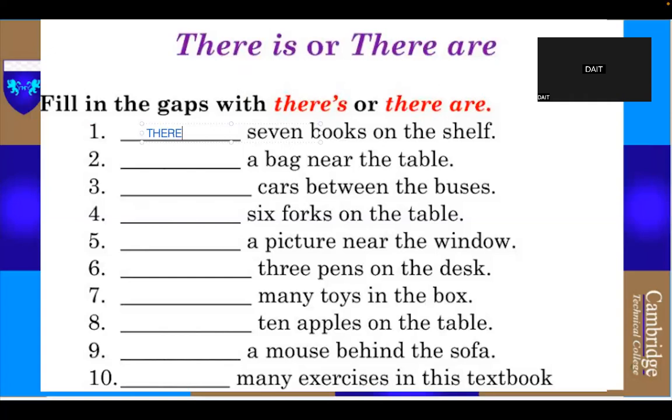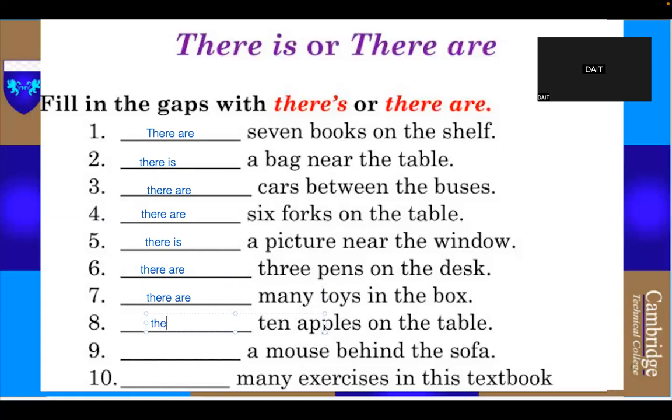There are 7 books. Yes, there are. Number 2. There is a bag near that book. There is a bag. Number 3. Cars between the buses. There are. Number 4. There are. Very good. Number 5. There is. Number 6. There are. Number 7. There are.